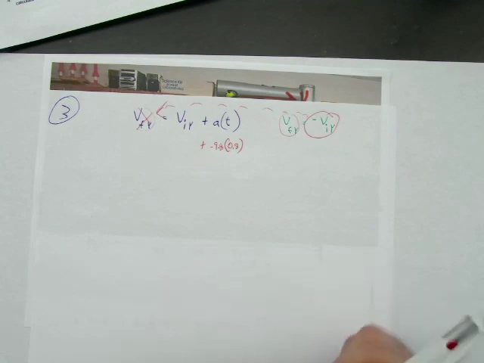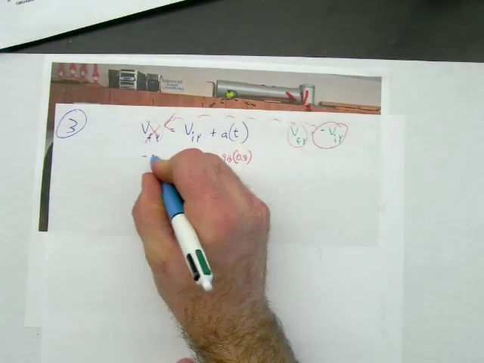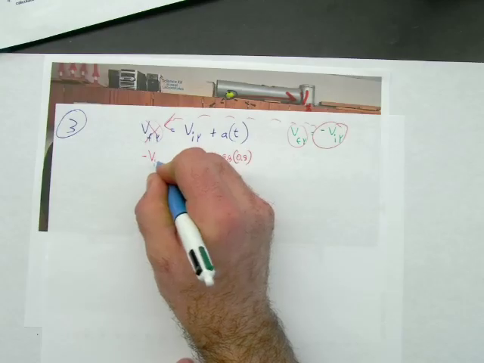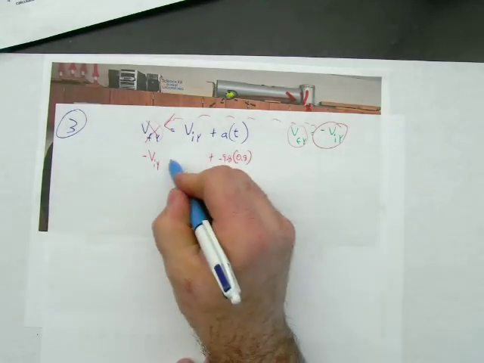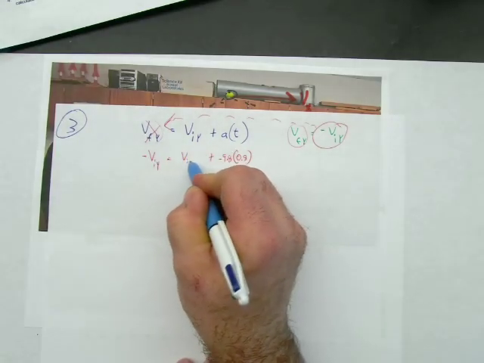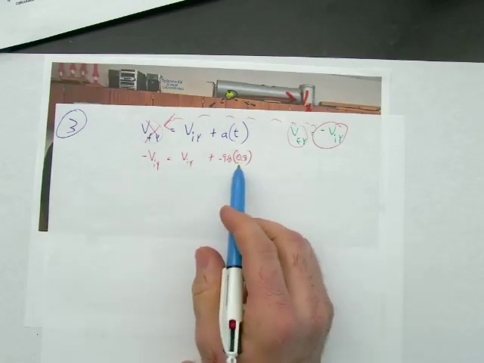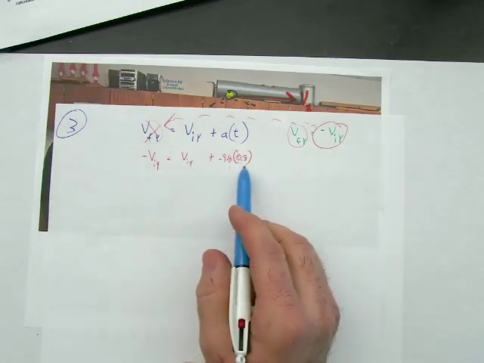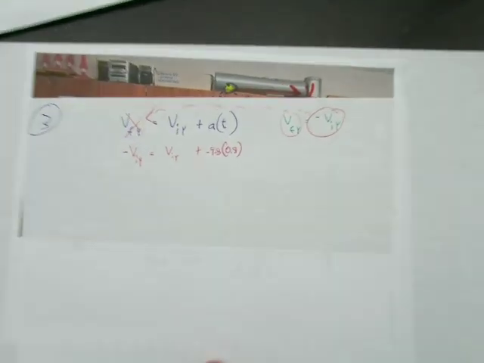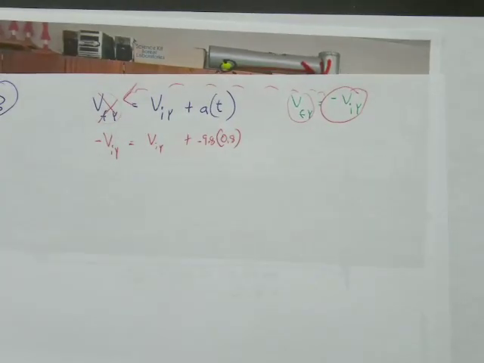And so then we can say negative VIY equals VIY plus negative 9.8 times 0.8. Now this is something that we can certainly solve, and I'll show you that.